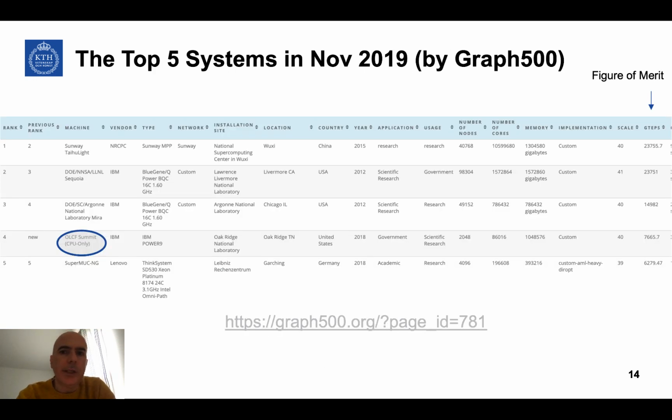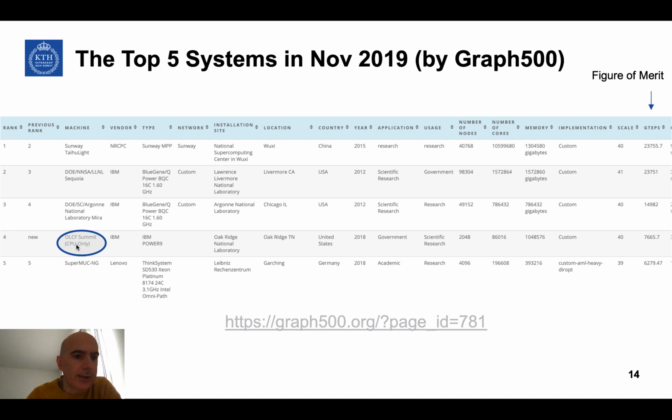Let's look finally at the results from the Graph 500. That is the benchmark that looks more at data-intensive, graph-based applications by solving basically a BFS. In this case, the figure of merit is the TEPS, traversed edges per second. This is quite a surprising list. Summit is not number one anymore. It's very good for HPC, but for graph problems it's not as good as other machines.